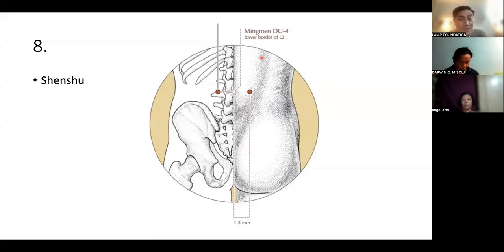Bladder 23 is at L2, right? Bladder 22 is at L1. Okay, it's up to you. This is my favorite point, bladder 23.